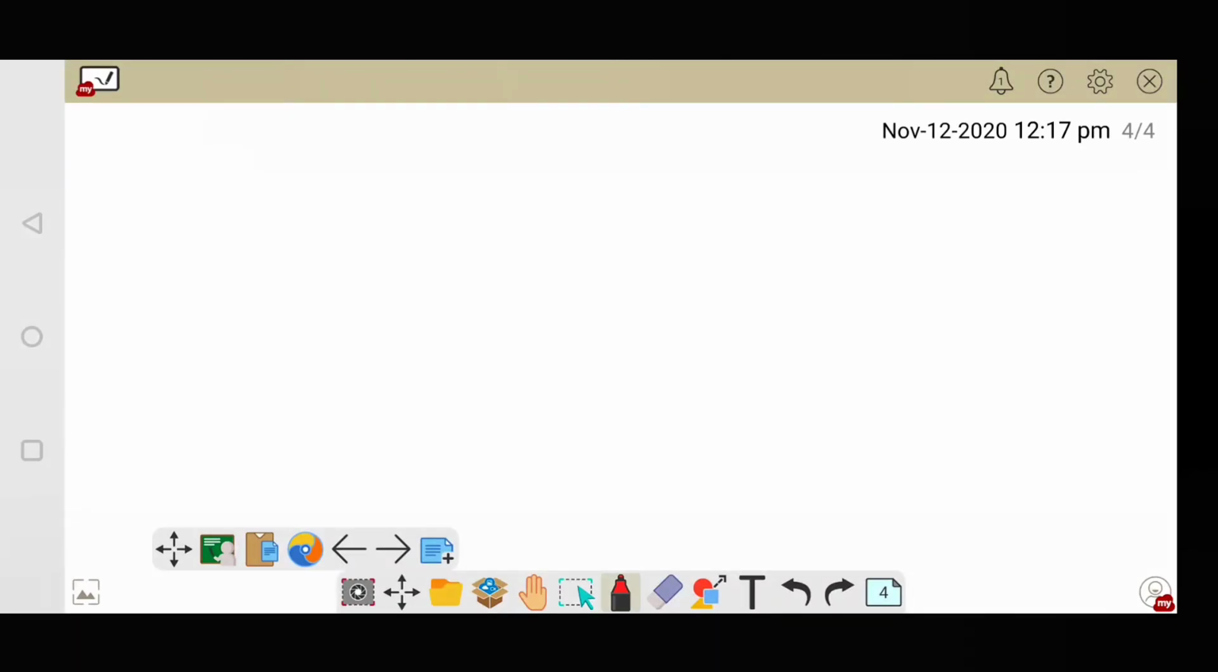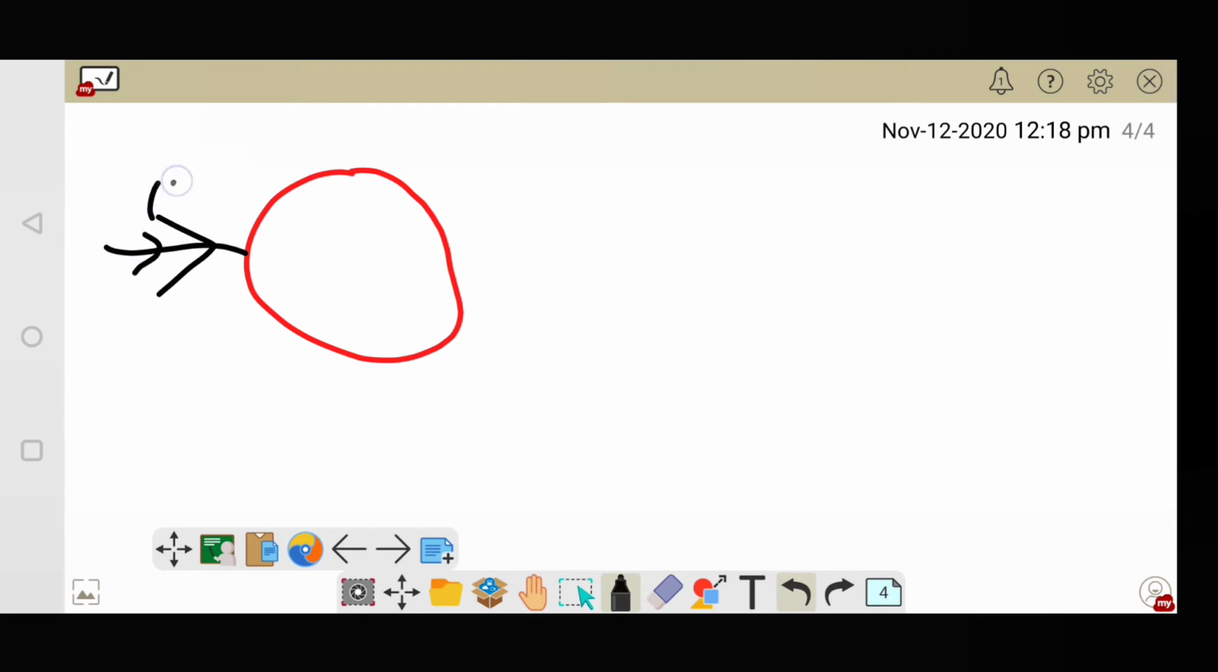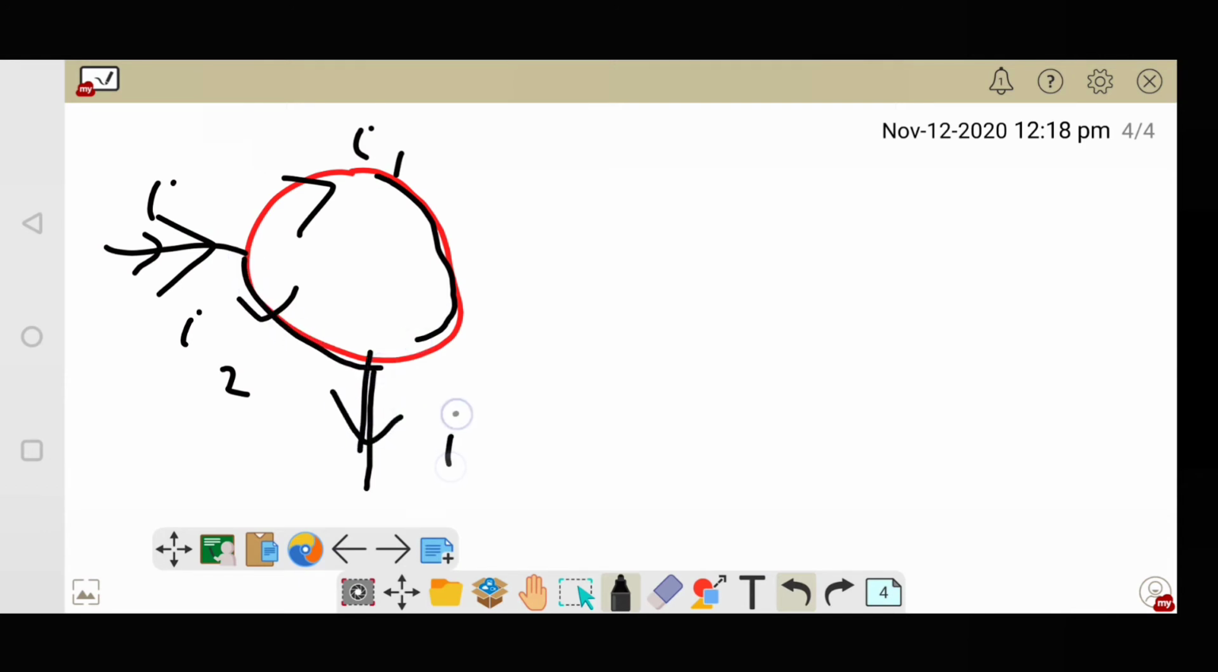So now in question number 4, we have a loop. Current I enters here, and one part goes in this direction, this is I1, and one part goes in this direction, this is I2. It is emerging out from this point. So this I1 comes like this, I2 comes like this, and then it emerges out as I.